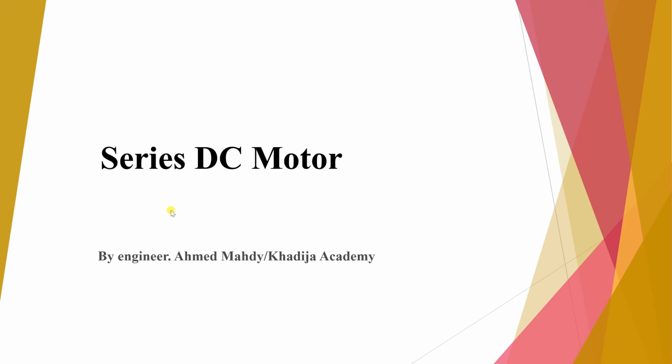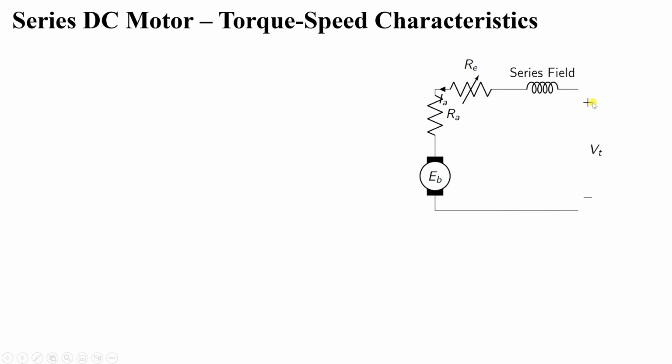Hey everyone, in this lesson we will start discussing the series DC motor, the torque speed characteristics. How can I get the torque speed characteristics for a series DC motor? This is very simple, as you can see. The same as we did before, we have V terminal giving us I armature, which is the field current at the same time, right? Series field with our armature, leading to production of an induced EMF here, E back.